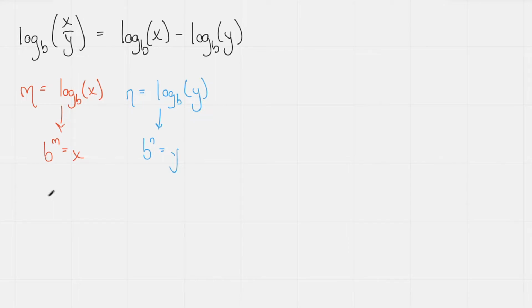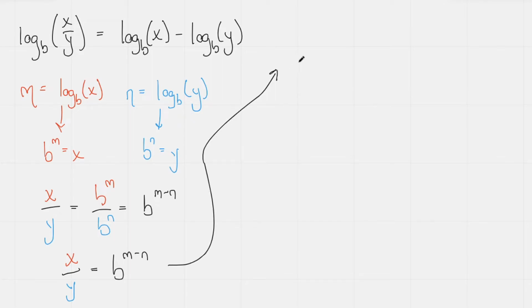Okay, so like before, but slightly different, let's take the quotient of x and y. So x divided by y implies that b to the m divided by b to the n equals b to the m minus n. And so we can say that x divided by y equals b to the m minus n.